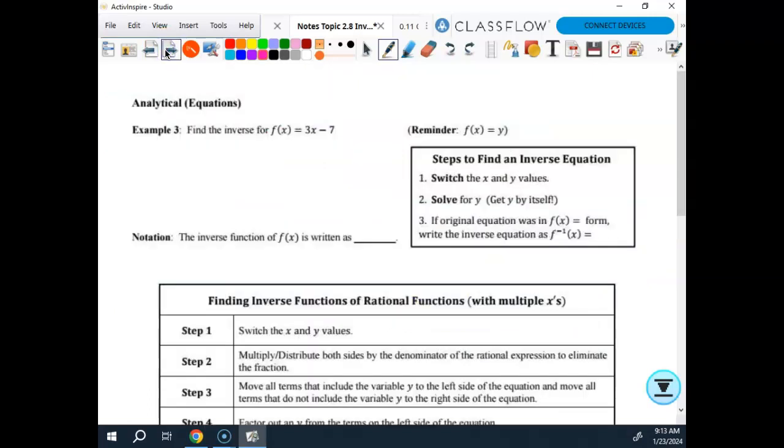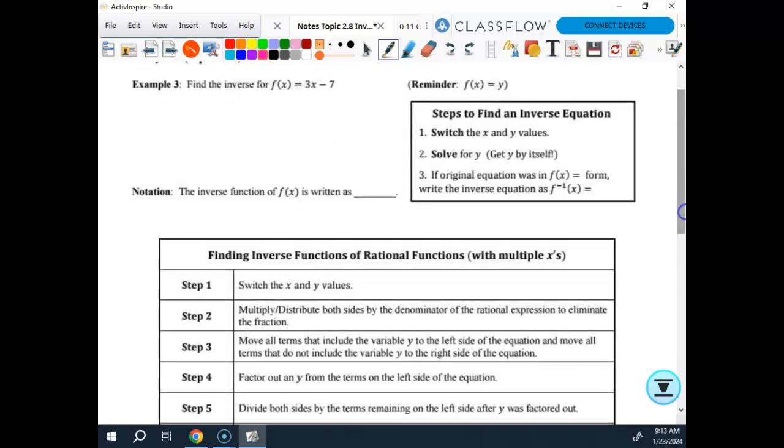Okay. All right, so now, analytical, the equations. Here are our steps. We switch x and y, we solve for y, and then if the original equation was in the form of f of x, we write the inverse equation as f inverse. The way you say this is f inverse of x, or the inverse of f of x. It looks like f to the negative 1 power. It's not actually a power, okay? Because if it was to the negative 1 power, that means we take the reciprocal. Totally not what's happening. That's just what the notation looks like.